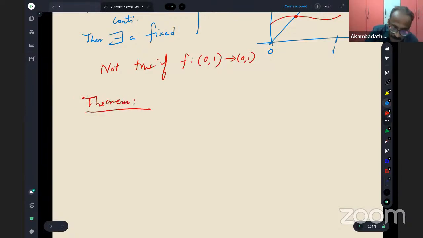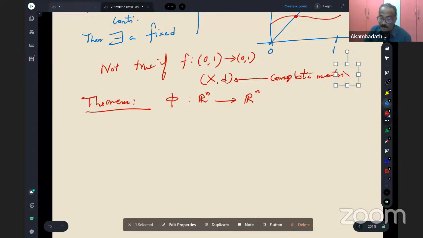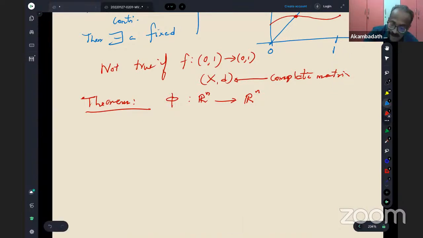I'm stating this in Rn, but I'm telling you it's not a must. You can replace it by a complete metric space. You can write down the same theorem with the complete metric space. So no property of Rn is required, but completeness is important. That's what you have seen there. If there is no completeness, the result will not be true.